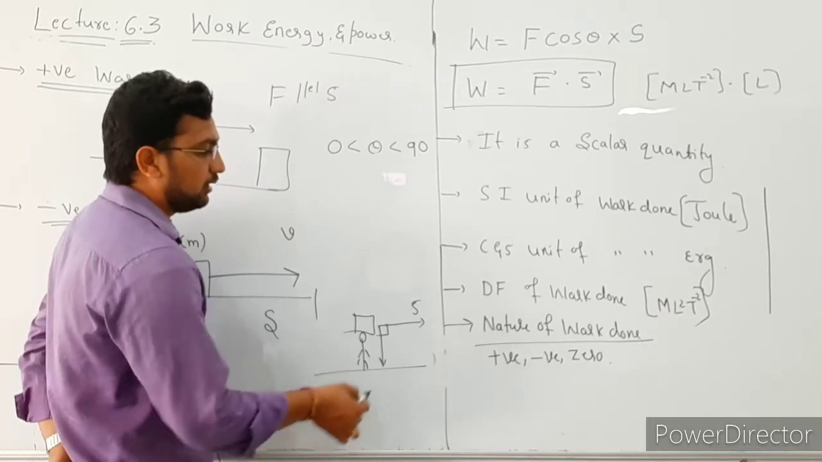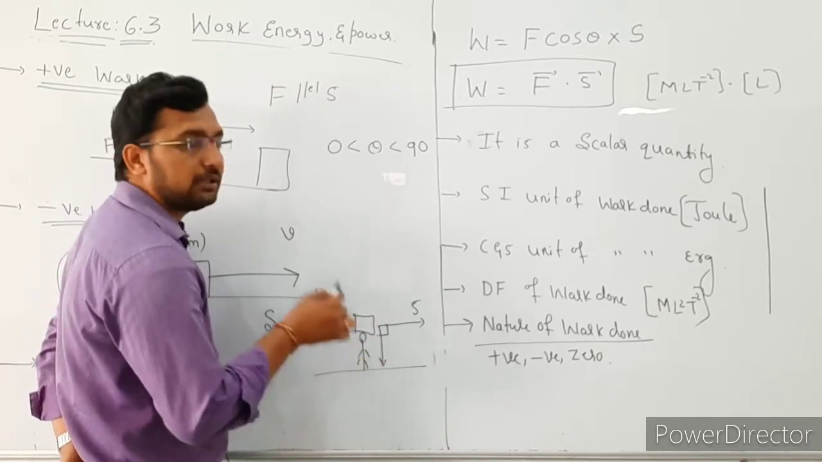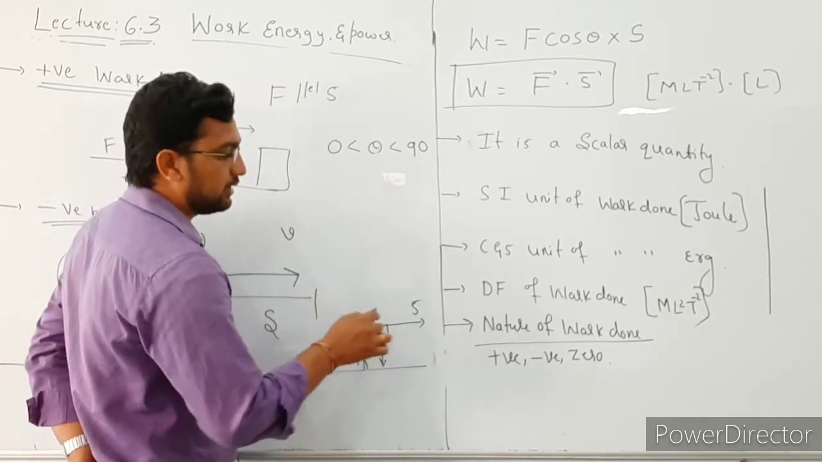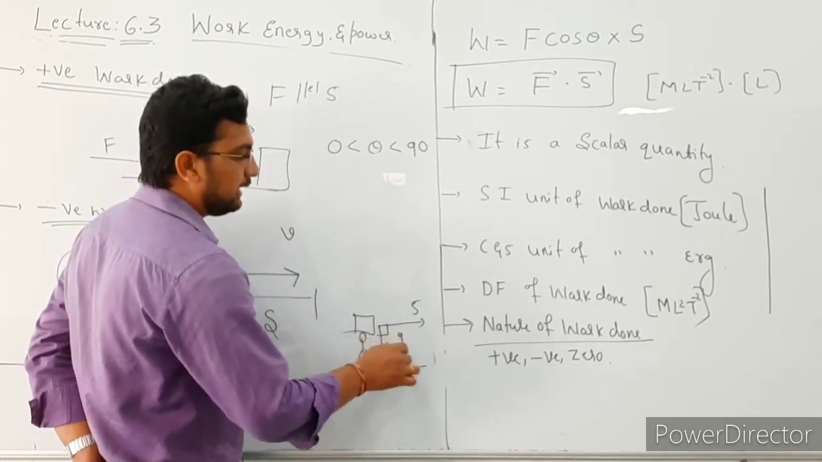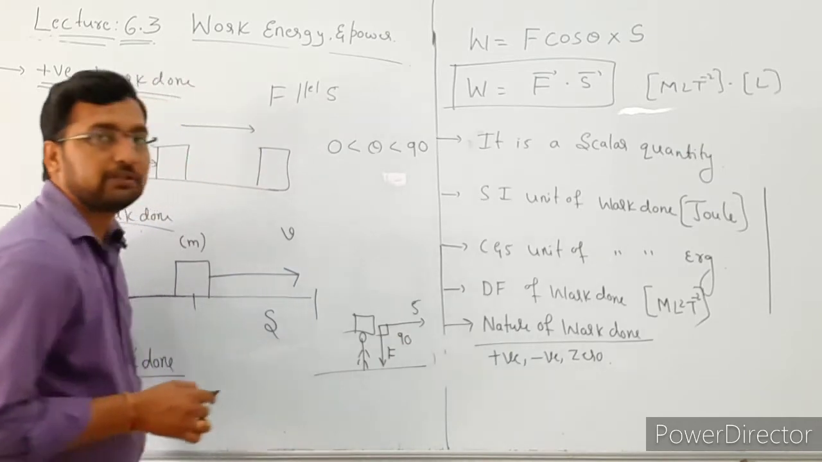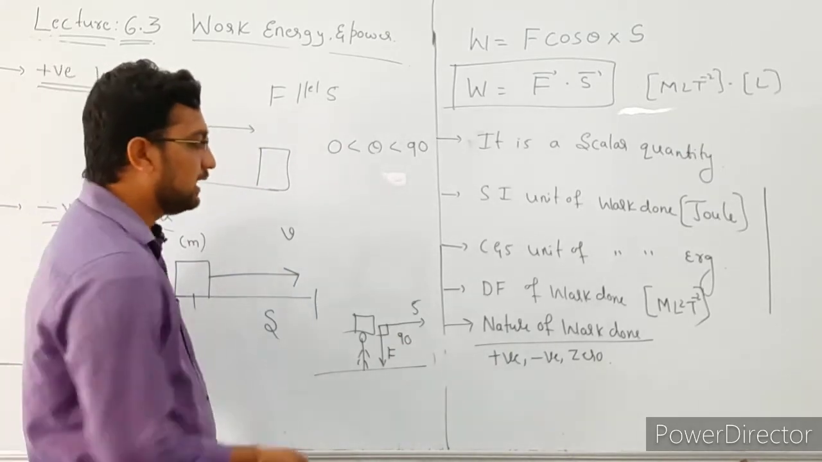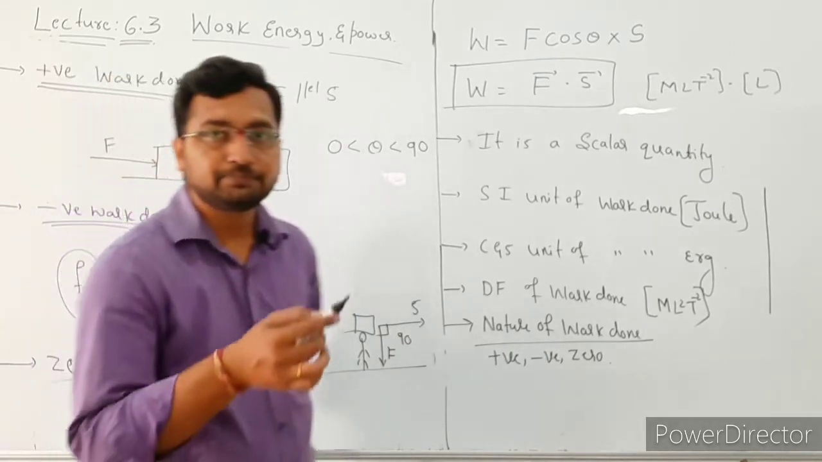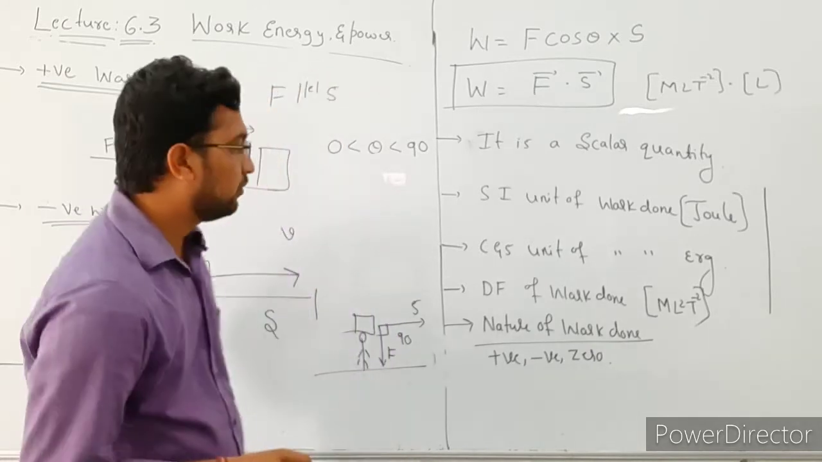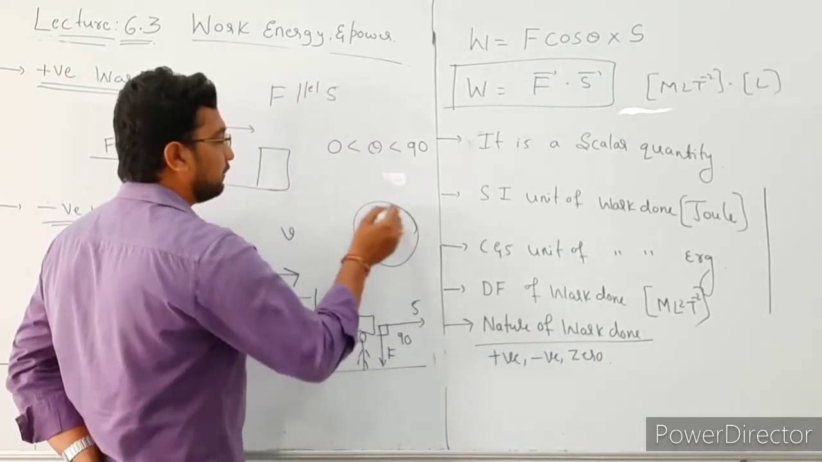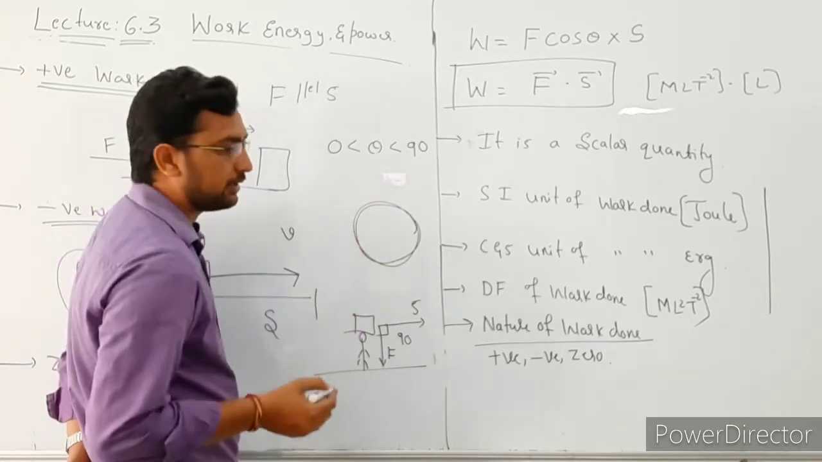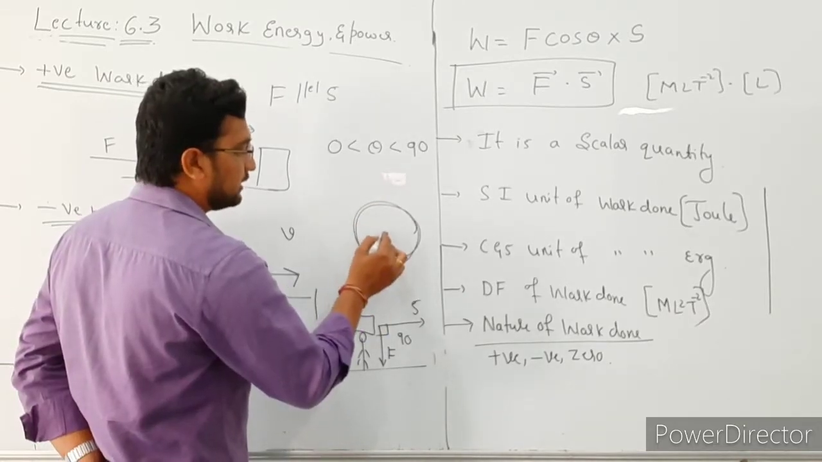The gravitational force is acting in the downward direction. So the work done by the gravity on this body is zero, because the angle between the force and the displacement is 90 degrees. So then work done is said to be zero. And one more example. Consider a body moving in a circular path, and this is the center of the circle.